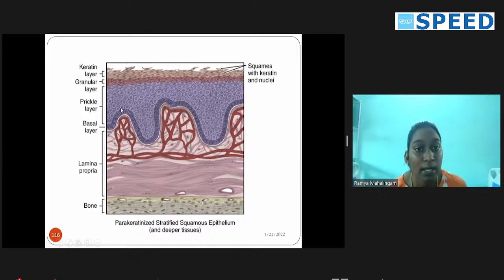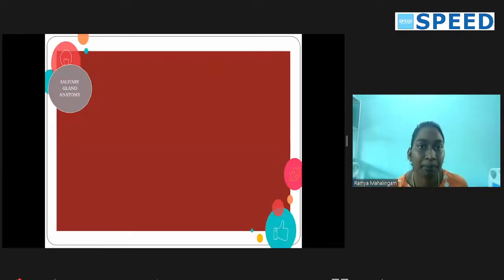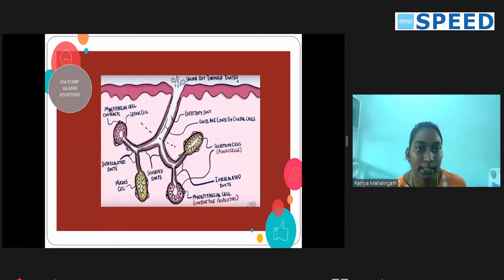In case of lichen planus, it is going to happen in the basal cell layer, okay, in between the basal cell and the connective tissue. But in case of pemphigus, it is going to happen in the spinous cell layer, where the cells are held together with the help of desmoglein 1 and 3. So this difference is very important between lichen planus and Pemphigus vulgaris. Okay, so moving on to the salivary gland topic.